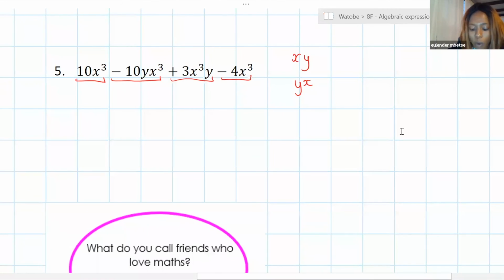Okay, guys. So we had 4 terms, right? And if you did write it down, you can see that the 10x to the power of 3 with minus 4x to the power of 3 are like terms.